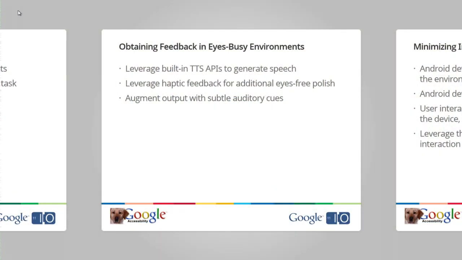So how can you obtain feedback in eyes-busy environments? Well, you can leverage built-in text-to-speech APIs to generate speech. So, for example, if you're jogging and you want to fiddle with your music player and change tracks, do you want to stop jogging and try to see what track is playing? No, you want to be able to keep on going with your workout and just keep jogging, right? So here's where you can use the touch screen, and you can use spoken feedback to tell you what the next track is, and you can just stroke it, and it should play, right?